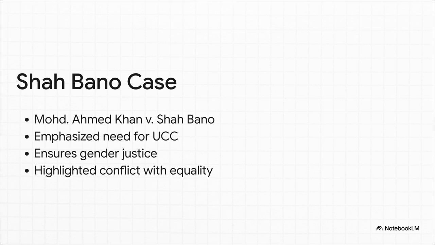The brief facts. This case involved a divorced Muslim woman seeking maintenance from her former husband. The conflict was directly between her constitutional right to equality and maintenance versus the strict dictates of personal law. The ratio decidendi, which is the final verdict of the court, strongly emphasized that a uniform civil code is urgently needed to ensure true gender justice and protect the vulnerable sections of society.